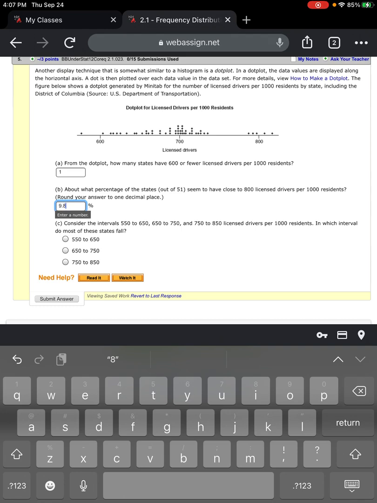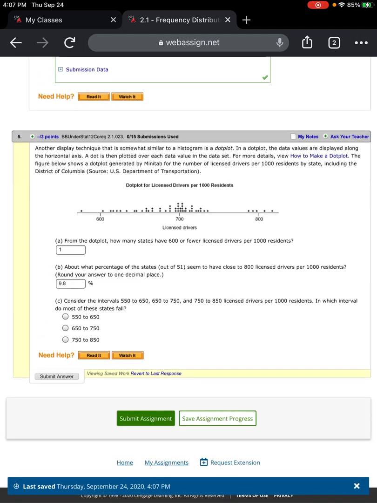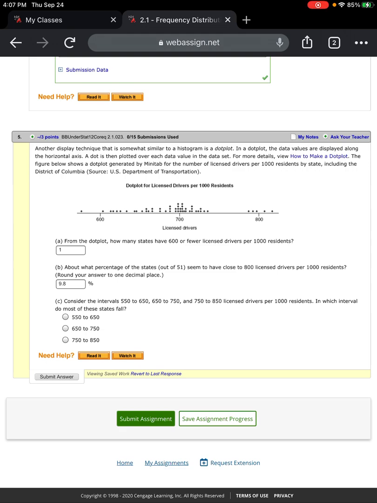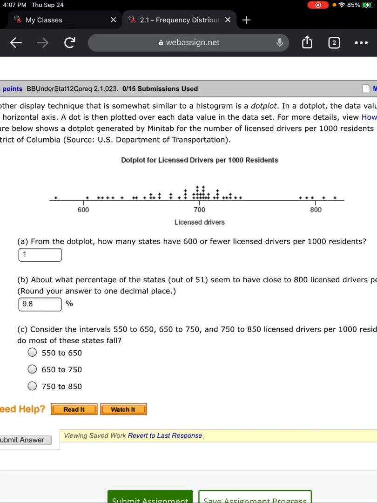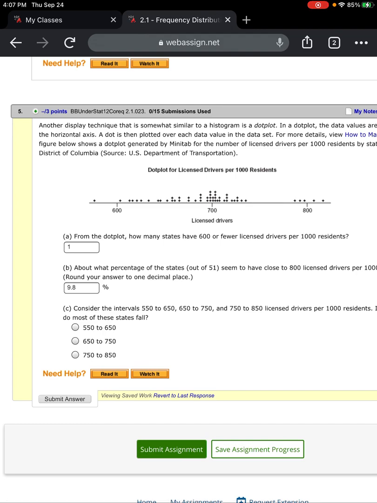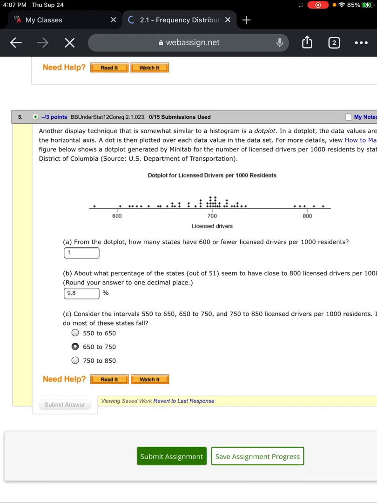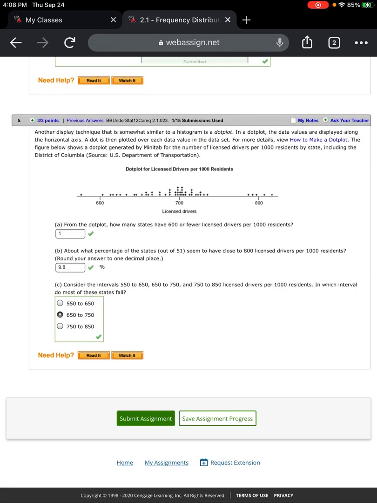Consider the intervals 550 to 650, 650 to 750, and 750 to 850 licensed drivers per 1,000 residents. In which interval do most of these states fall? I would have to claim the middle one. From 650 to 750, you have the most dots. And so that's the one I would choose. Let's submit and check. And hopefully we'll get all 3 green check marks. That's the idea. And we do. Fantastic.